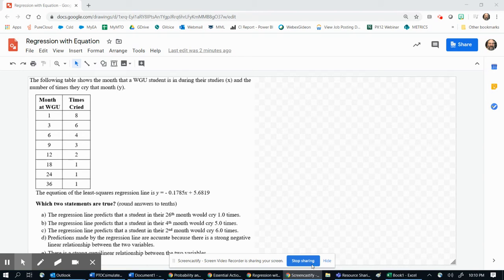The equation of the least squares regression line is y equals negative 0.1785x plus 5.6819. Well, that's great. We've actually been given the equation. We don't have to slam this into our calculator and do two variable statistics on it. The equation's given to us.